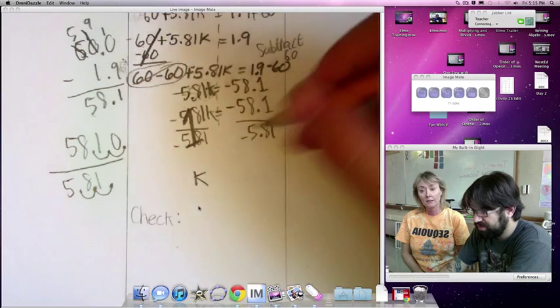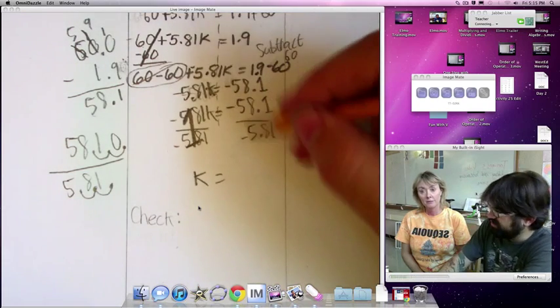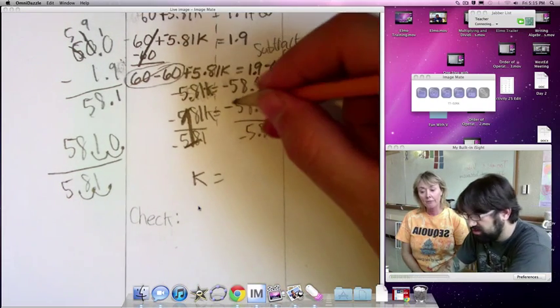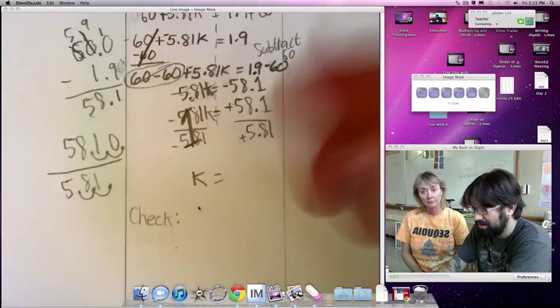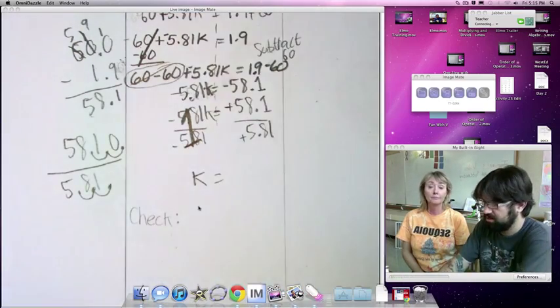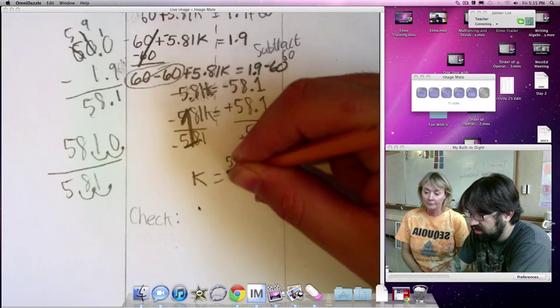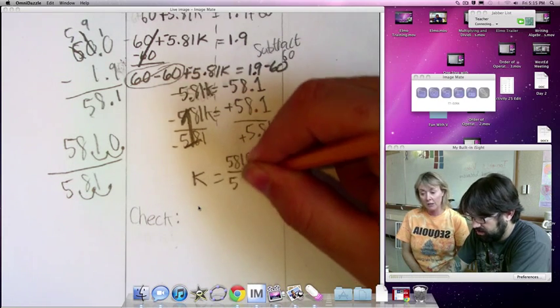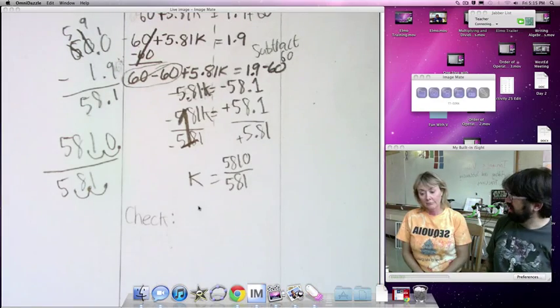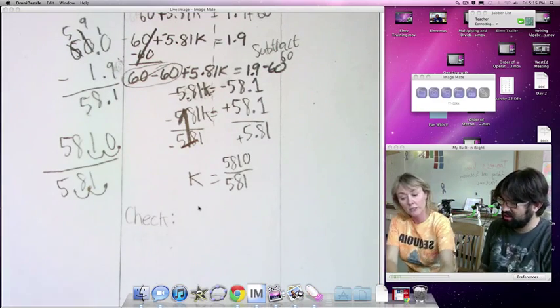So really, by the way, negative divided by negative is a positive. So I know this is going to be positive up here. So I'm not worrying about negatives anymore. So really this is 5,810 divided by 581. And all you really need to do is have this at one, yeah.